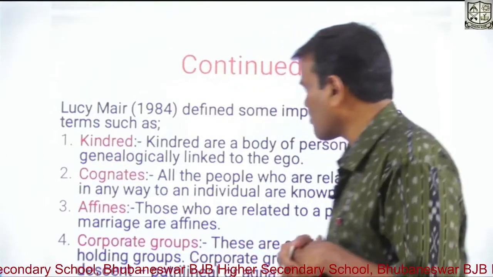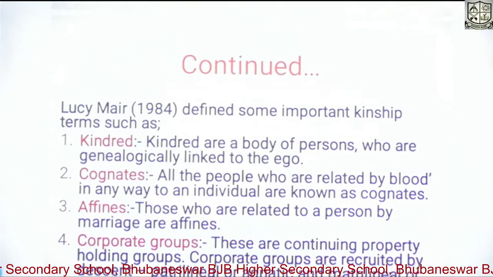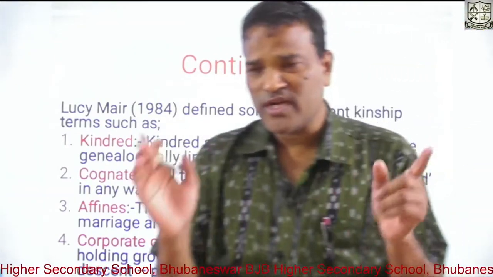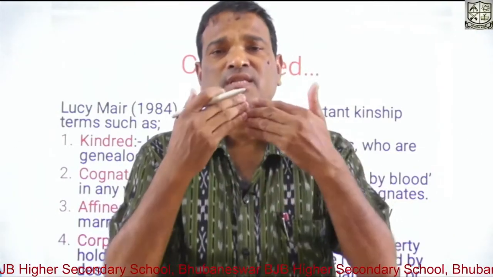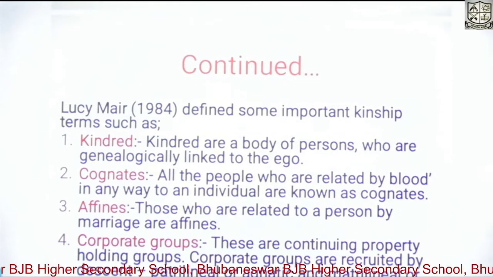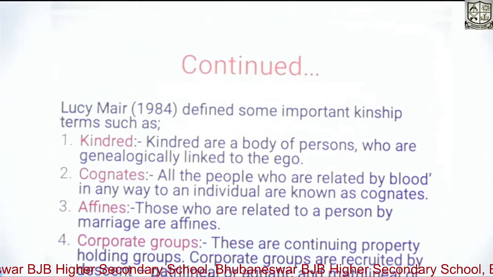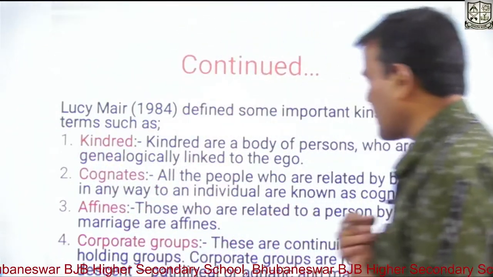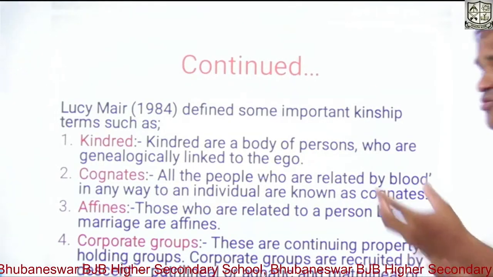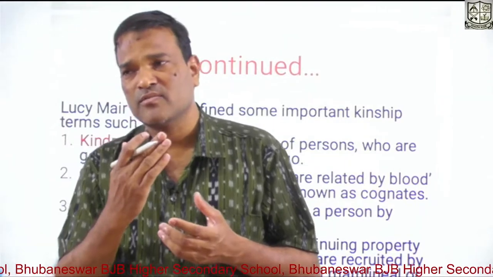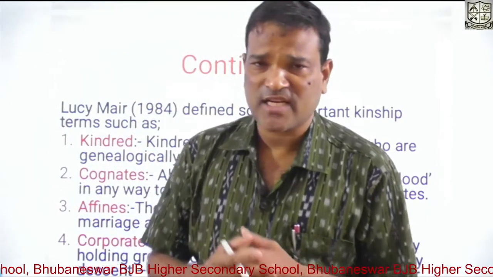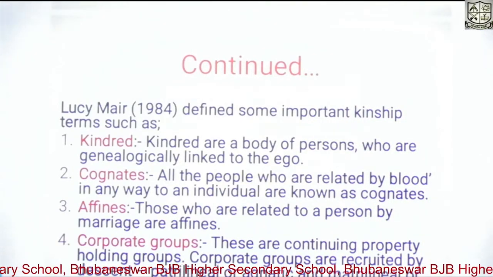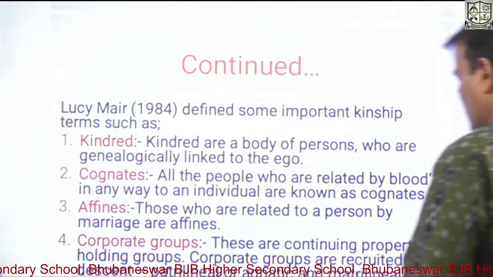Cognates are all the people who are related by blood in any way to an individual. Cognates include agnates and uterines. Agnates are only the male line, uterines are only the female line. Affines are those related through the institution of marriage. Then corporate groups are continuing property-holding groups, recruited by descent, either patrilineal or agnatic, or matrilineal or uterine.